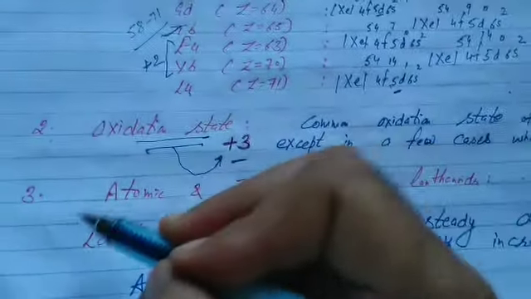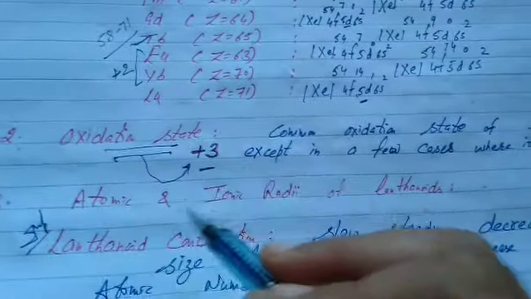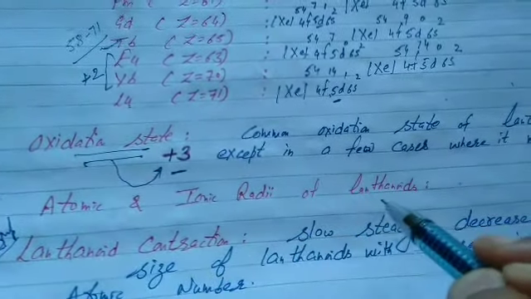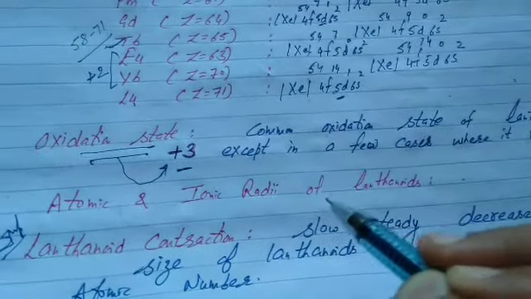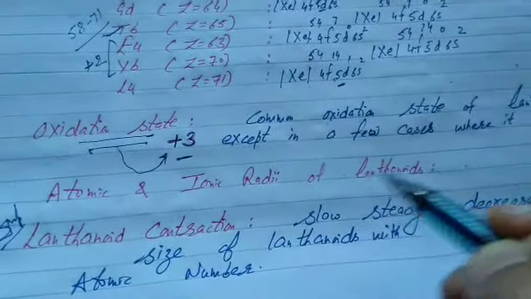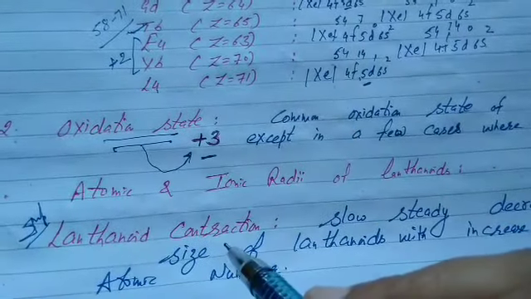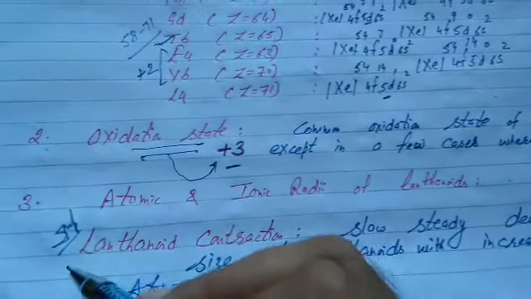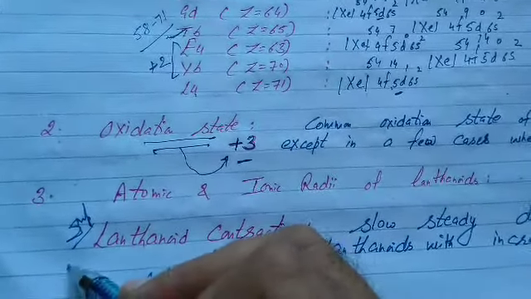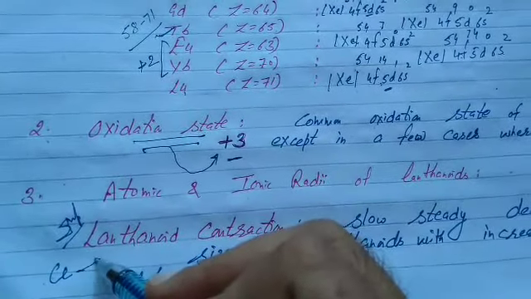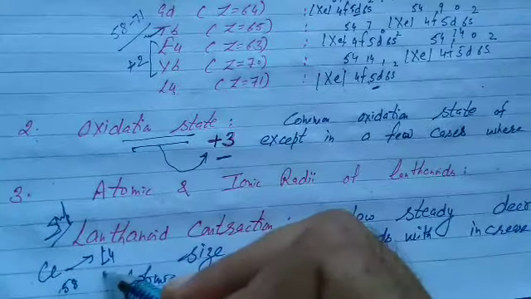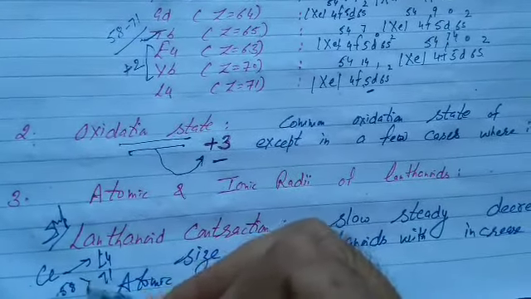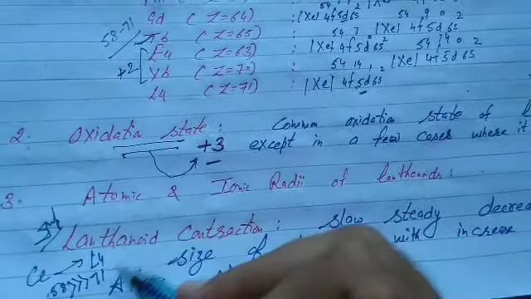Students, that's important, that is atomic and ionic radii of lanthanoids, that is size of lanthanoids. In the size of the lanthanoids, we use the term lanthanoid contraction. What is lanthanoid? The set of 14 elements from cerium to lutetium, 58 to 71. Lanthanoid contraction means they will contract, their size decreases.